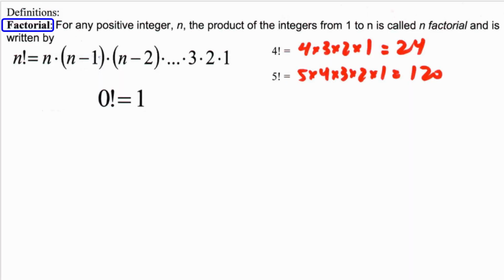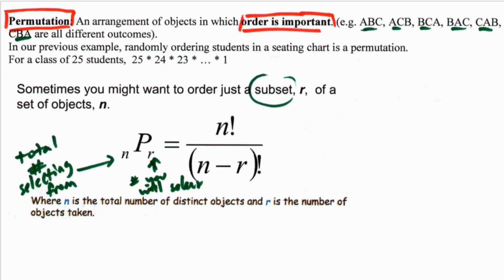So insanely huge. Permutation, what we've been leading up to: a permutation is an arrangement of objects in which order is important. Again, we'll highlight that when we talk about combinations, but basically, if I have students A, B, and C, A, B, C is different than A, C, B, which is different than B, C, A, which is different than B, A, C, C, A, B, C, B, A. All these count as different outcomes.